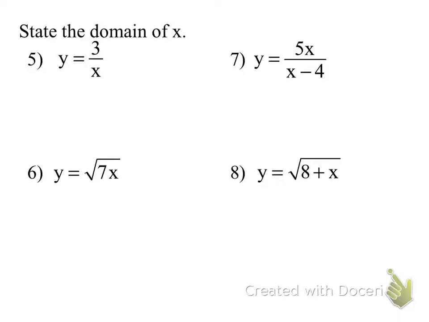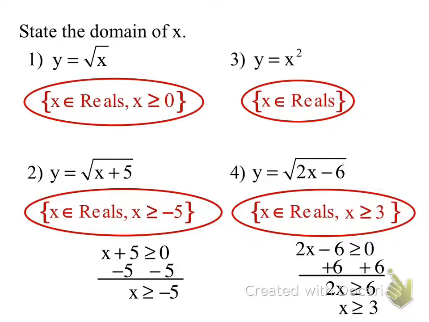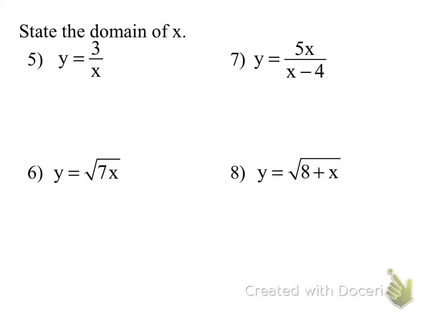Okay. Tell me about the domain here. Janice: X is an element of the reals, and X is greater than or equal to 0. No, it's not greater than or equal to 0. Not for number 5. It's a fraction. These are new rules. Our domain is about what type of mathematical process we're doing. Now, before, we were dealing with radicals and a square. Now I have a fraction.